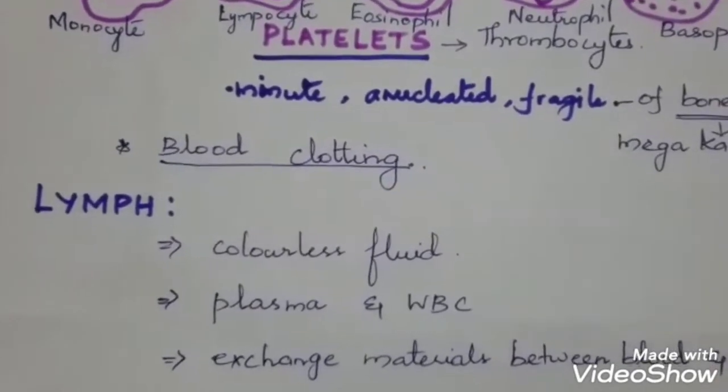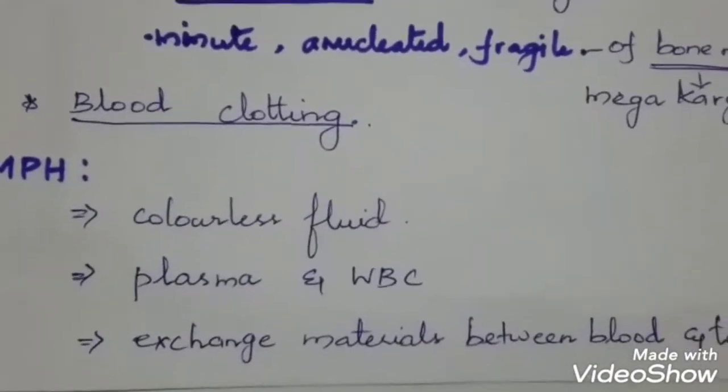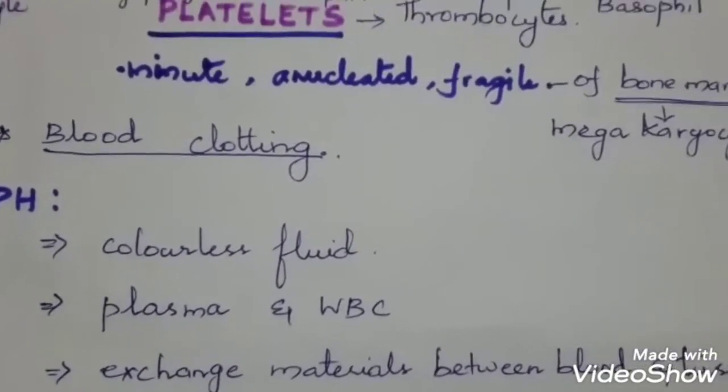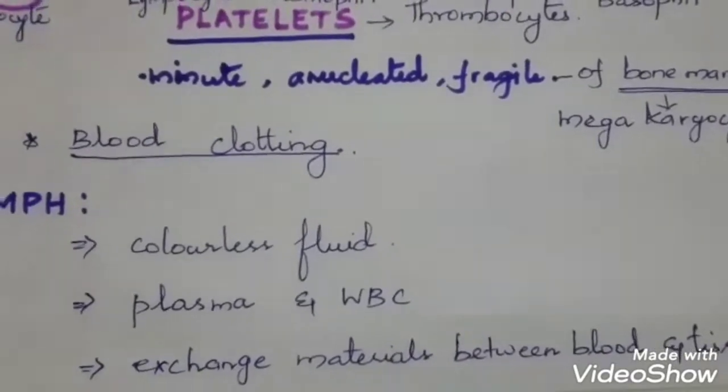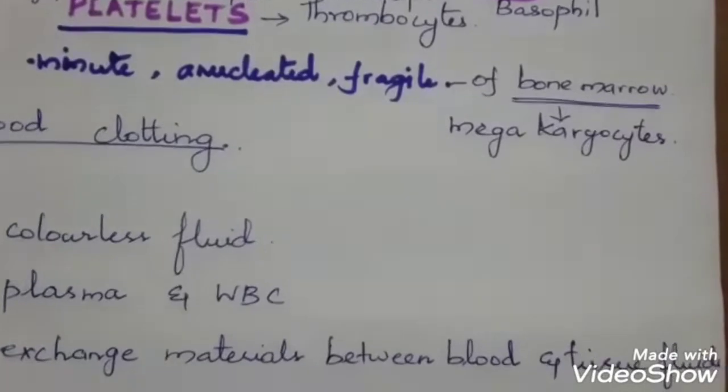Next is lymph. It is a colorless fluid and contains plasma and WBC. And the function of lymph is to exchange materials between blood and tissue fluid.